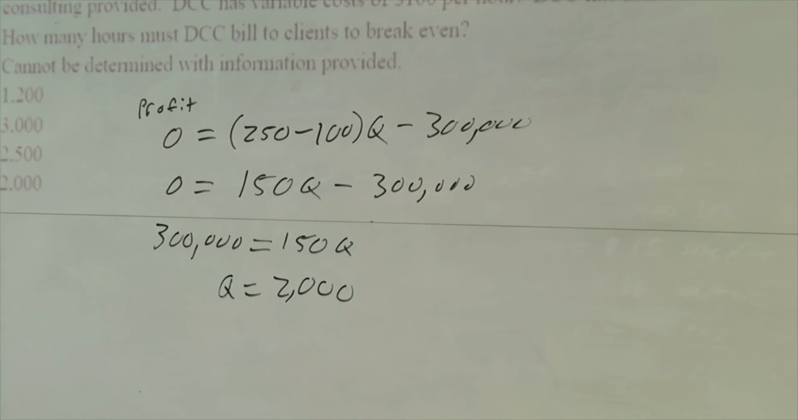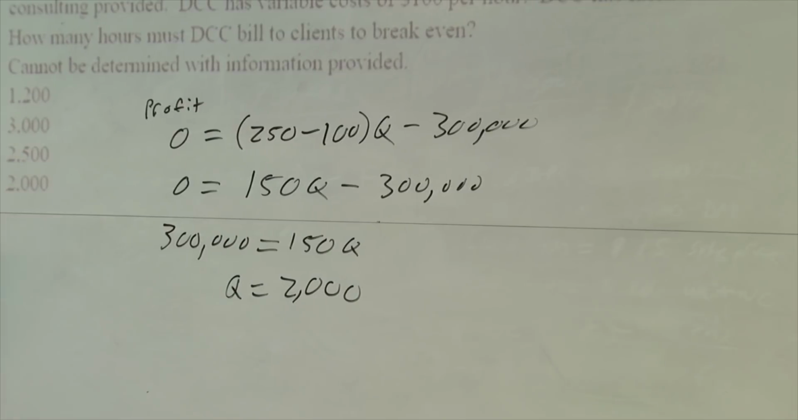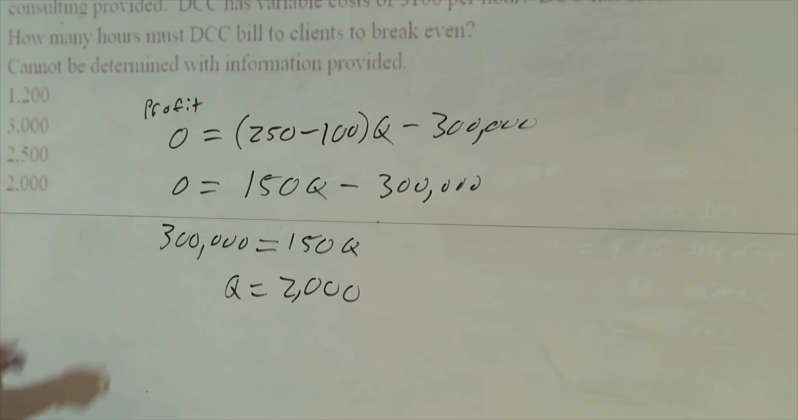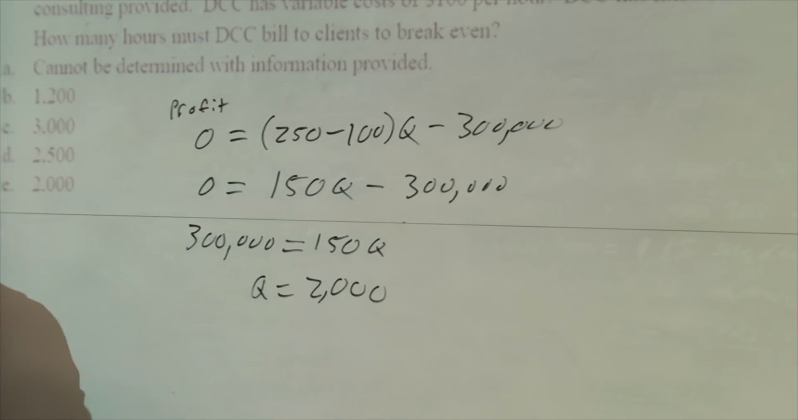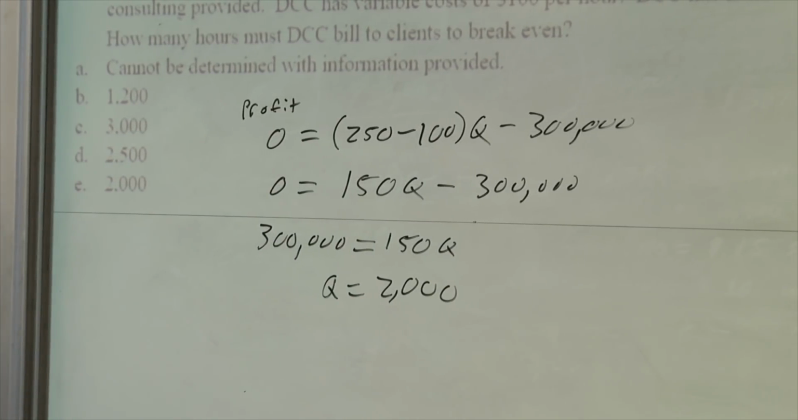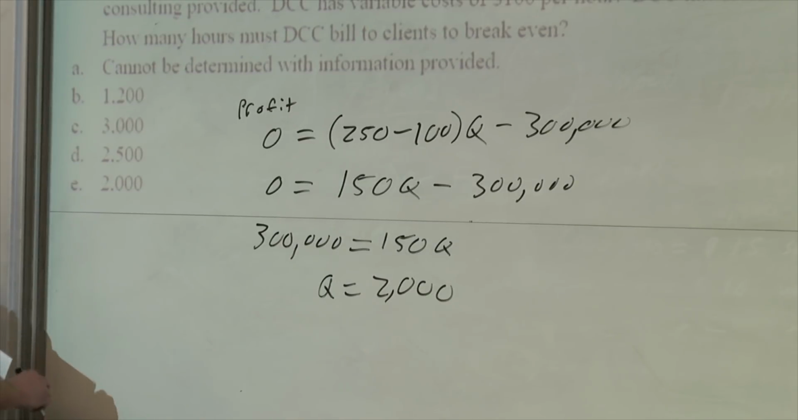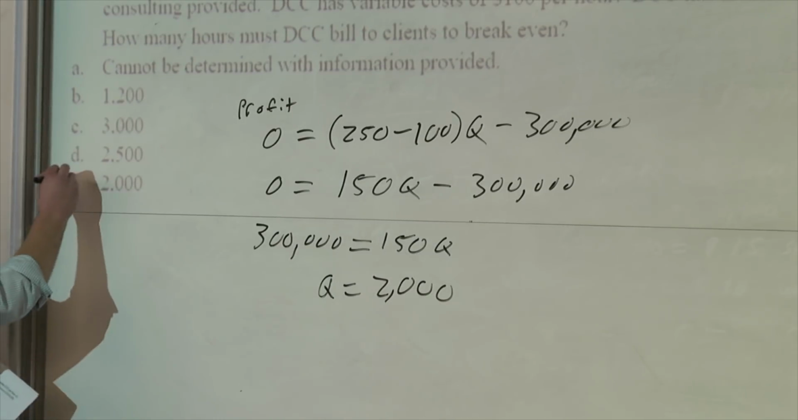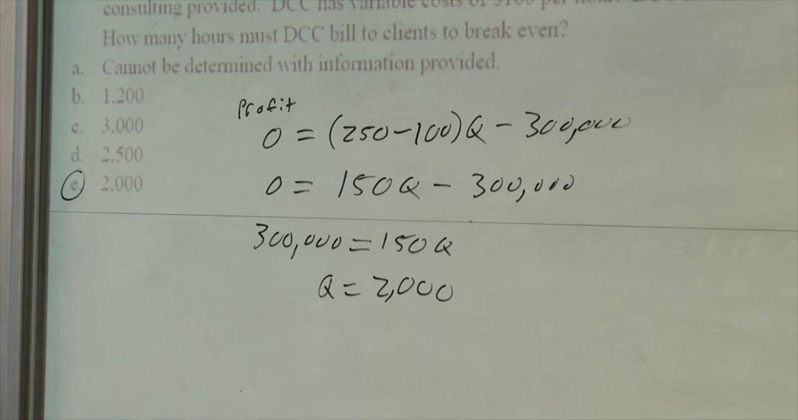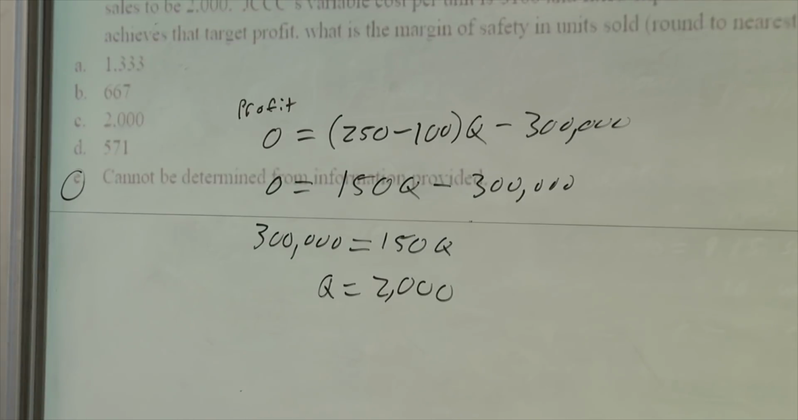Okay? So with this break-even stuff, you just have to know profit is 0. And then depending on what they give you, sometimes you have sale price, sometimes you have quantity. But knowing the identity of that equation is going to be the start for all of this. So what was that? 2,000. That's choice E. Okay. All right. So we got a few more of these.